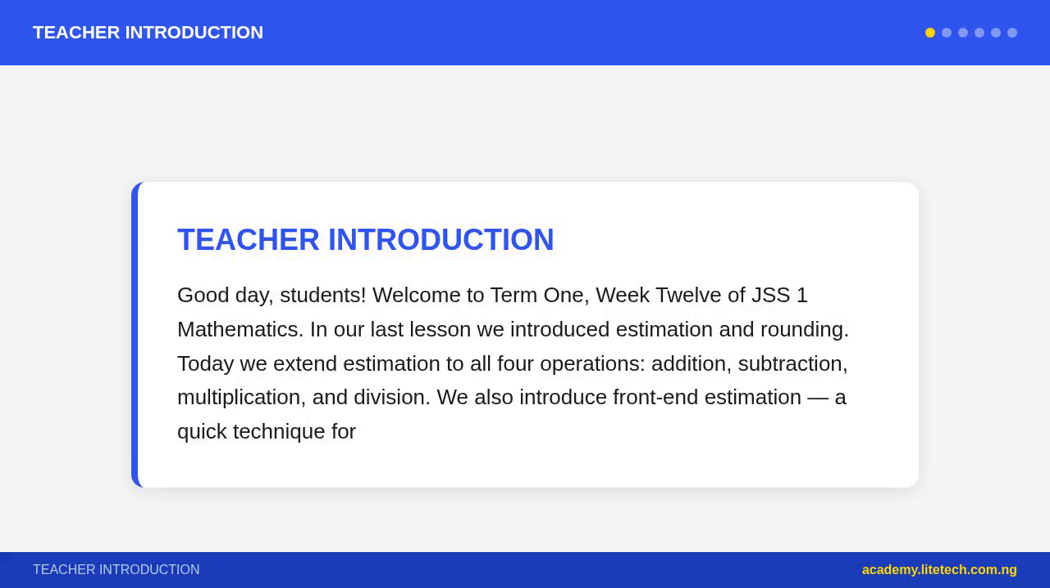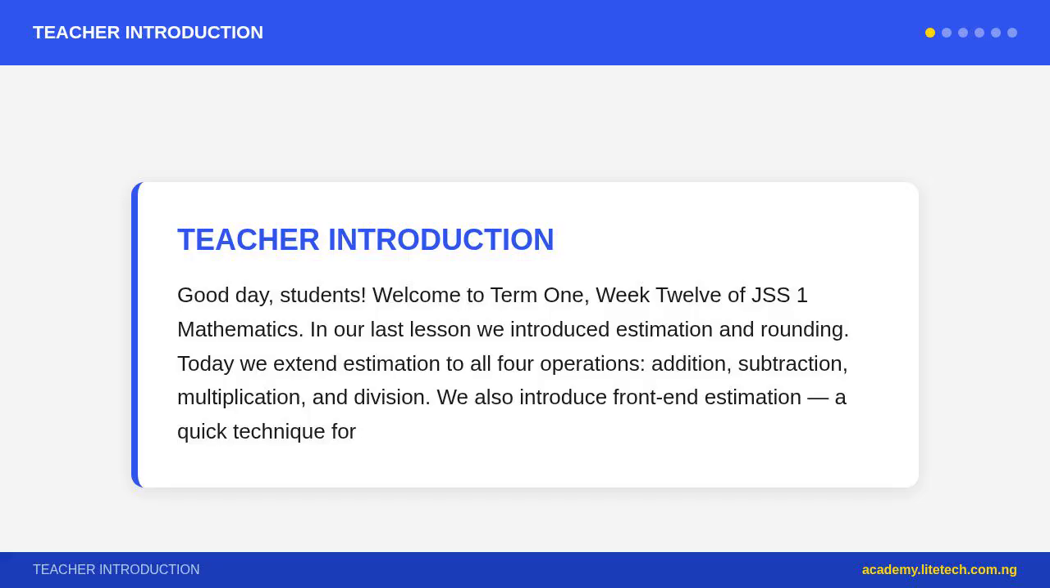Let us begin. Estimating with the four operations requires a clear method for each. For addition and subtraction, round each number to its leading digit, the first non-zero digit, then operate. For multiplication, round each factor to one significant figure, usually the first digit, then multiply the rounded values. For division, replace numbers with compatible numbers, numbers that divide evenly, that are close to the originals.